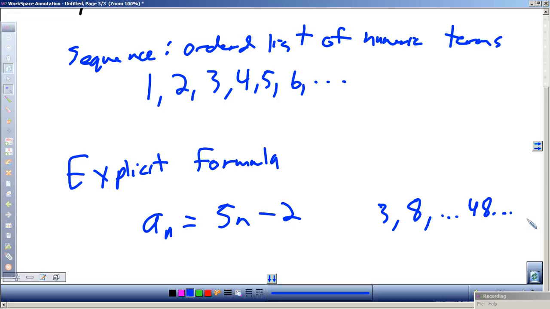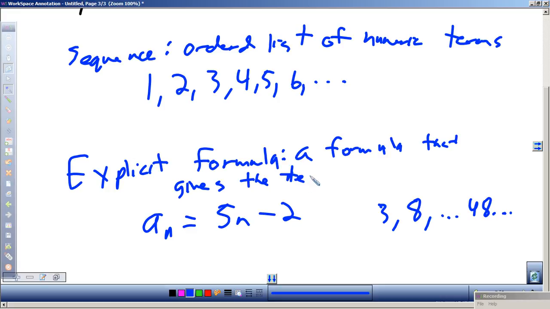Make sense? What is the formula? It's going to be a formula that gives the term, by inputting the term number.